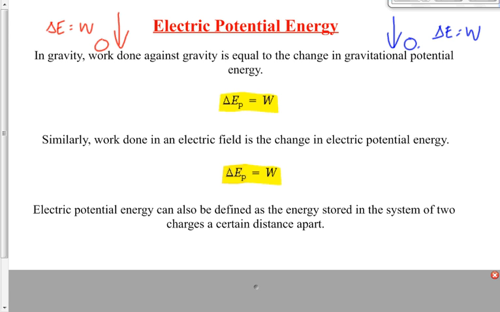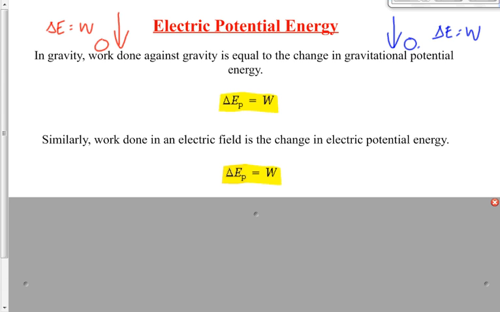Now, we can also define electric potential energy in a bit of a different way. I'm going to cover that up for a second, because I don't want you to write that quite yet.